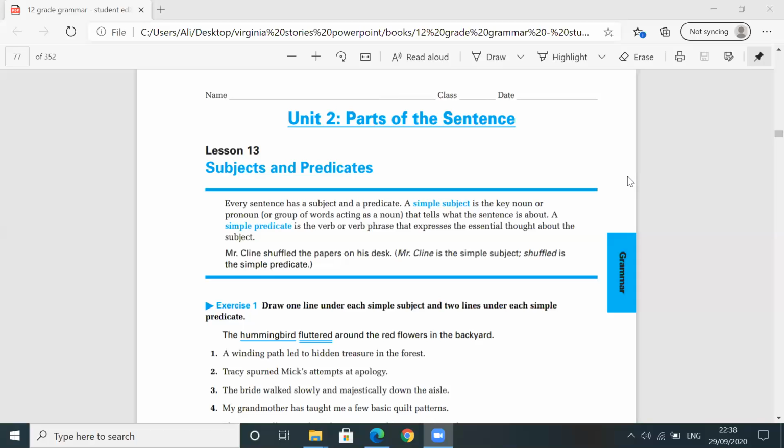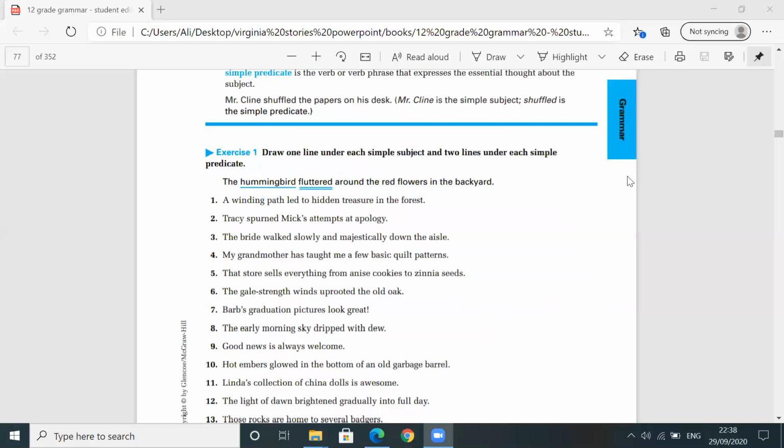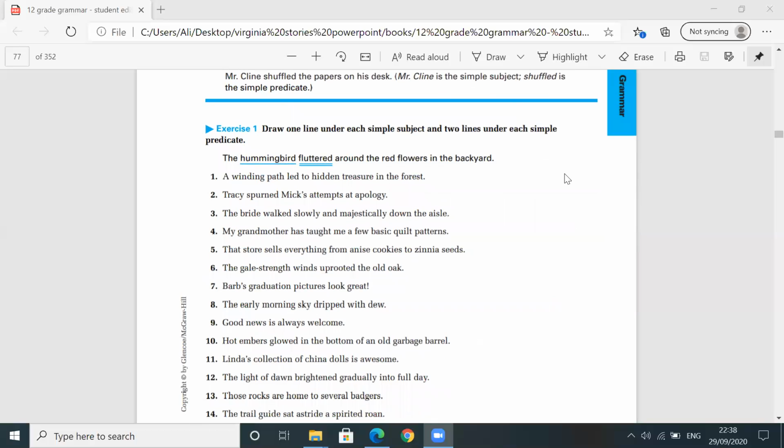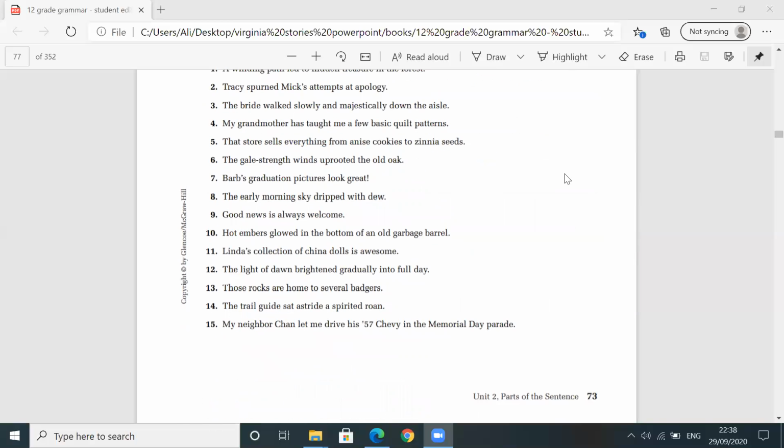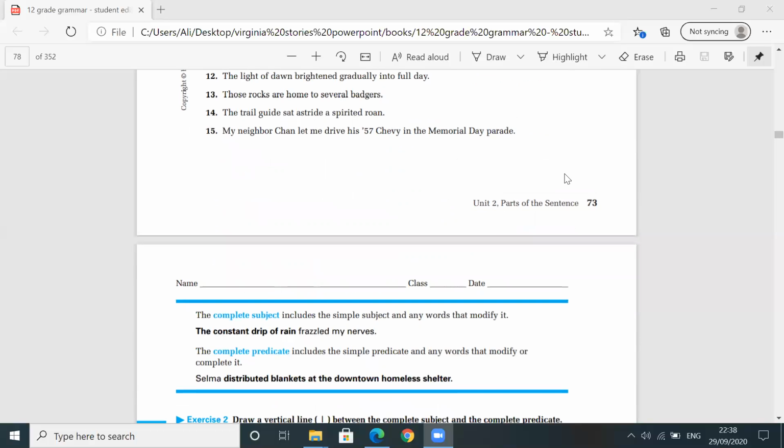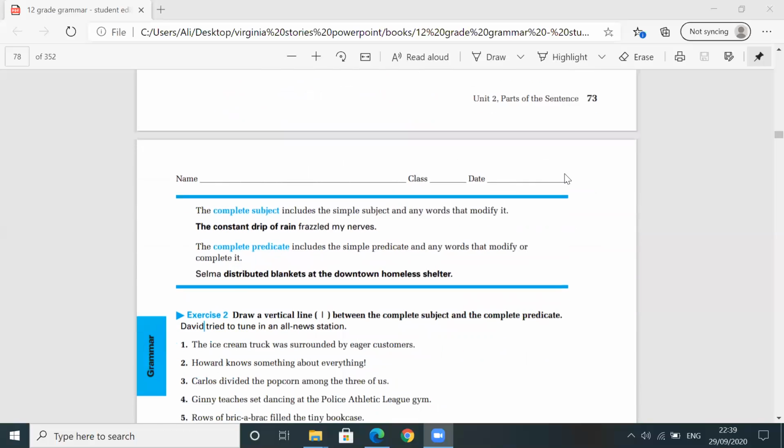Now basically what we're going to do tomorrow is we're going to practice spotting the subject and the predicate, the simple subject and the simple predicate in every sentence. We're going to do it together. We're going to practice it together in the class. Okay, now we're going to go to the next part.